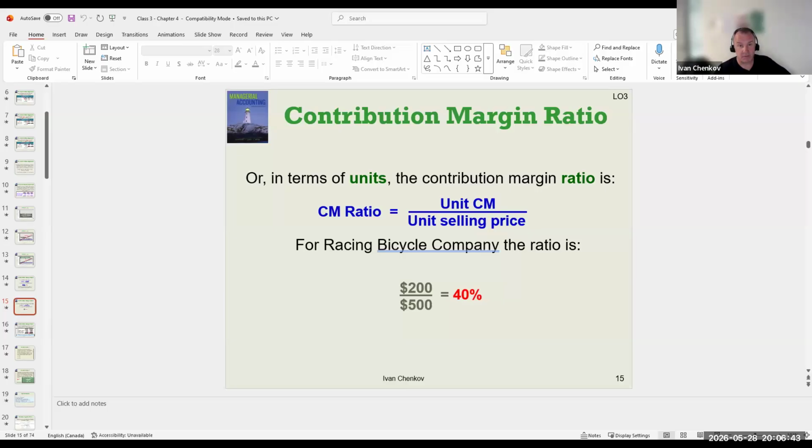Let me see which screen I'm sharing right now. Yes, I'm sharing the right screen. You can use the contribution margin per unit and sales price per unit, which is going to give you exactly the same percentage. Again, the percentage is never going to change as long as we keep the same cost structure. $500 sales price, $300 variable cost, $200 contribution margin.